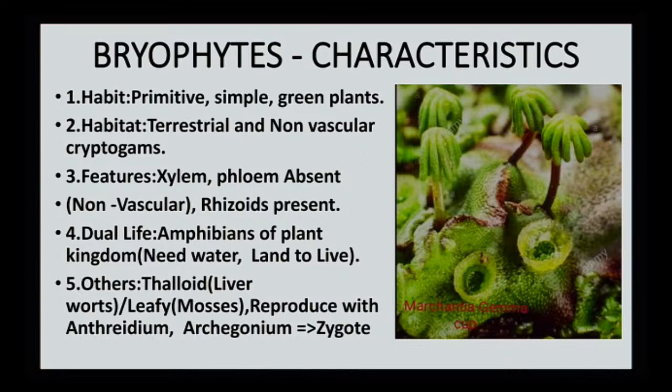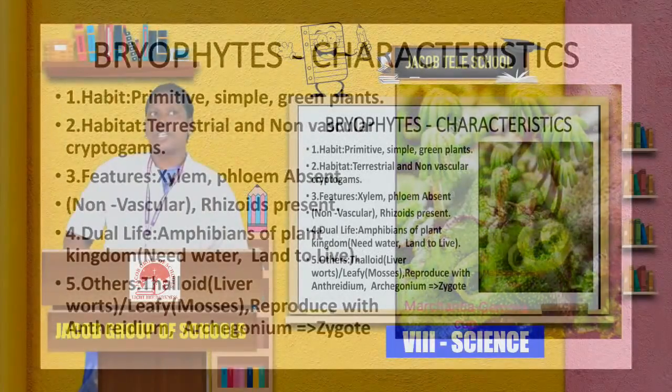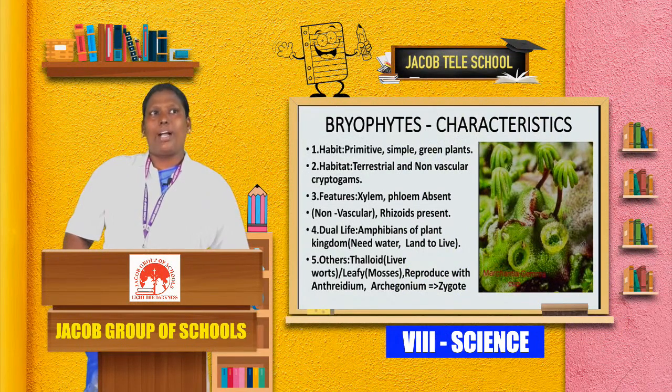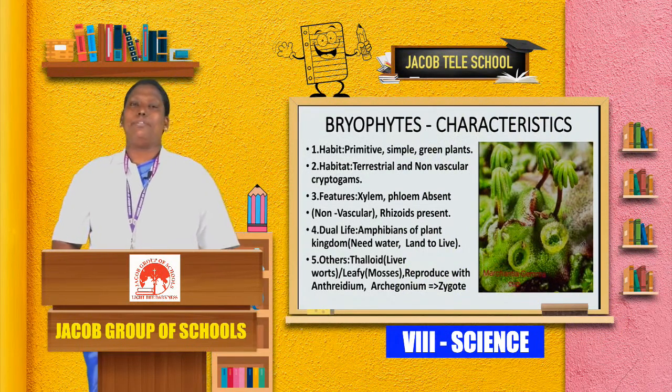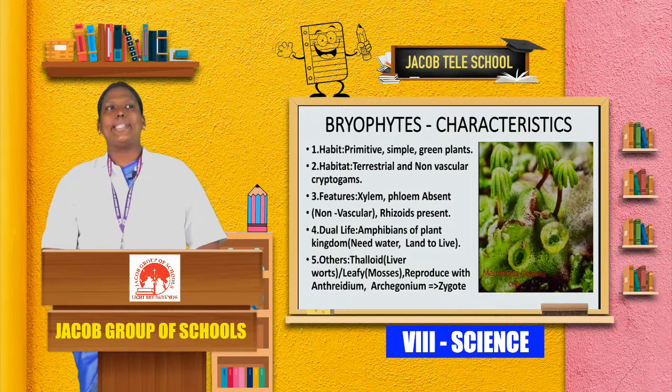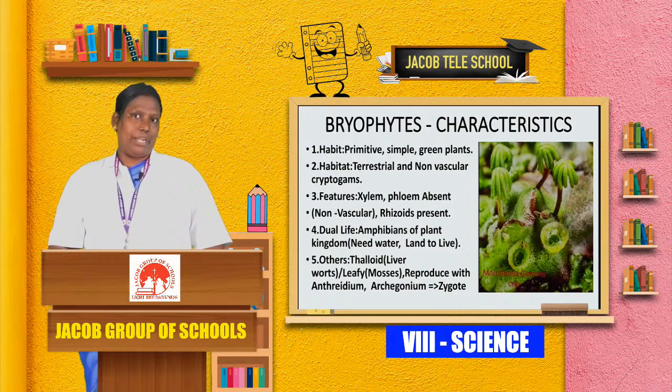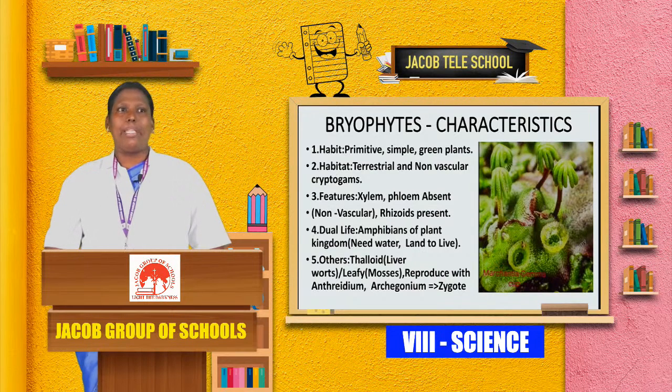So this is the simple introduction for bryophytes. I repeat, bryophytes are simple green plants. They can live both on land and water, and they do not have xylem and phloem. They have rhizoids and they need both land and water. Their body may be made up of thallus or it may be leafy in nature. Male reproductive and female reproductive structures combine together and form the zygote.